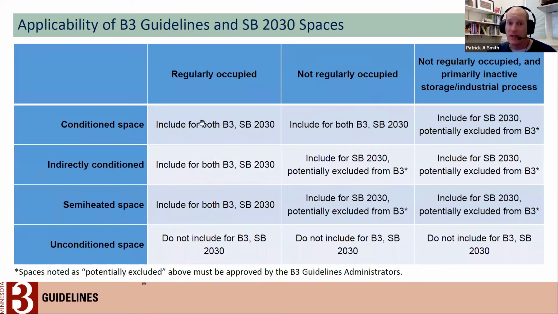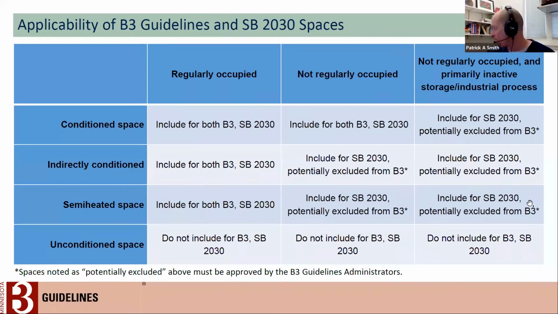So you can see here that if you have conditioned space that's regularly occupied, that would be included both for SB 2030 and for B3 guidelines. If you have unconditioned space, you would not include it for either program. But if you have conditioned space that's not regularly occupied, you would include it for SB 2030, but you might not include it for the B3 guidelines program, because it's space that uses energy, but space that we're not applying the more specific occupant related guideline categories towards. So those are building related.